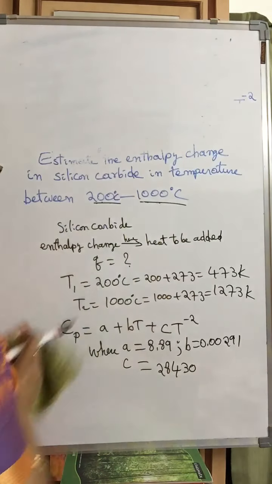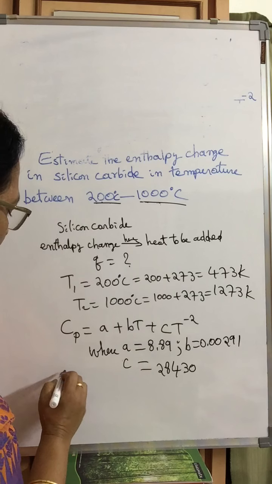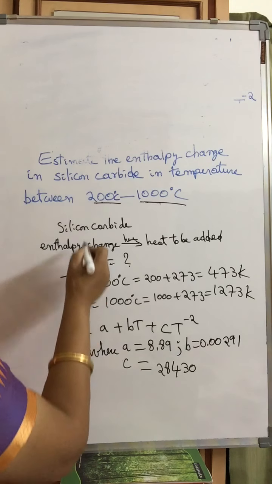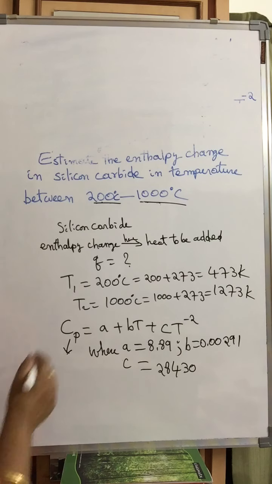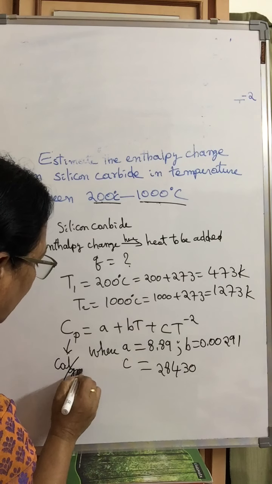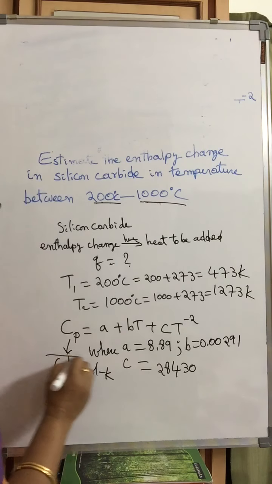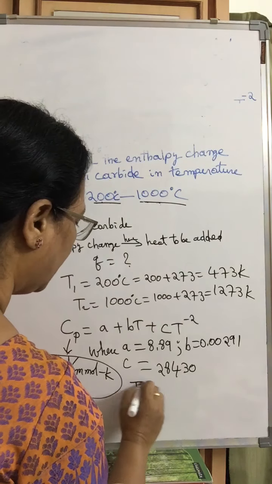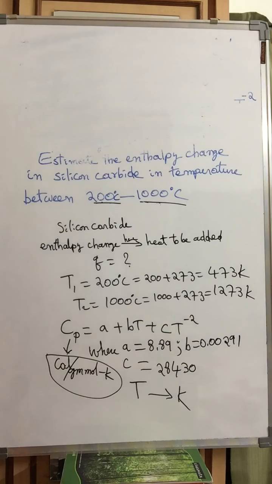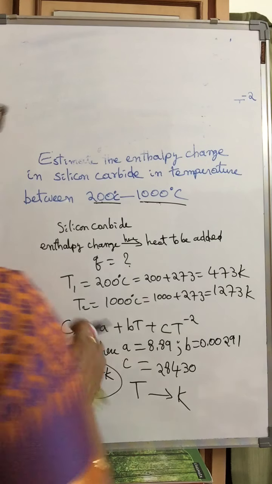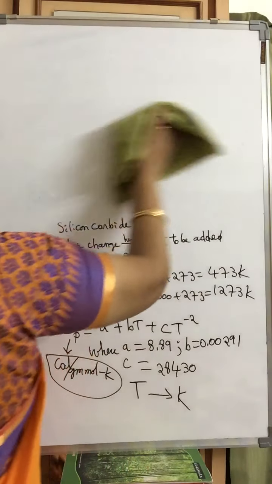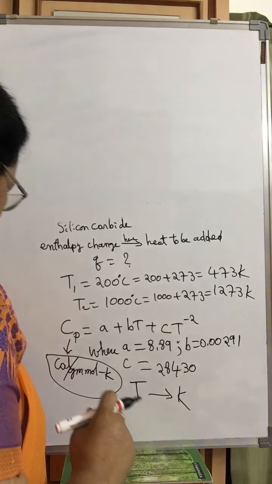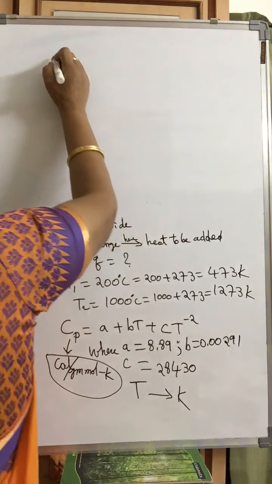And one more information here: whenever it is given like this, what is the CP unit? Here it is given: CP unit is calories per gram mole per Kelvin. This is CP unit. And T is in Kelvin. This is the unit. Okay, so now we have written every data given. The only difference of this problem compared to the previous problem is one additional point: the range is given. So now you need to calculate Q.